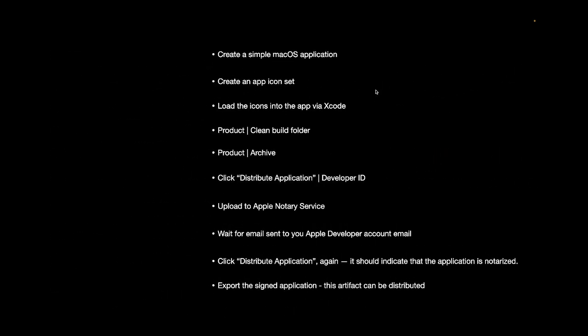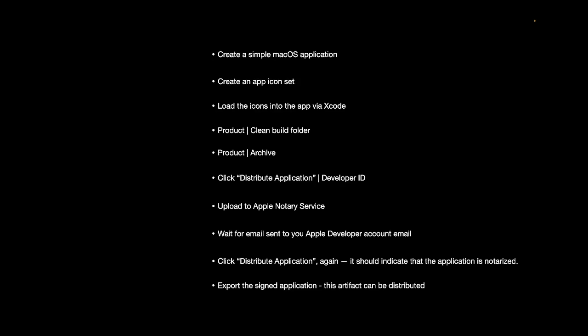So there are 10 steps in this video. We're going to first create a simple macOS application. Then we're going to create an app icon set. Then we'll load those icons into the app via Xcode. And then we're going to use Xcode to clean the build folder. That's super important. You have to do that if you want to see the icon in your app. And then we're going to run archive. And then we'll distribute the app, which involves some transactions to Apple and the Notary service.